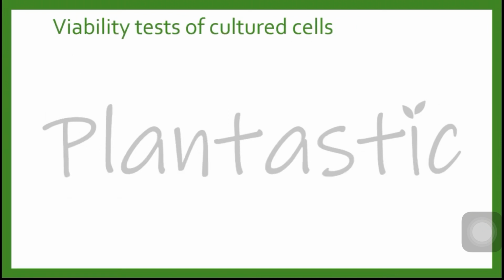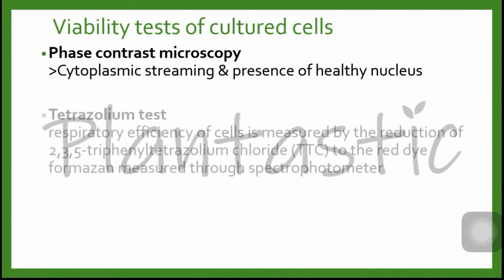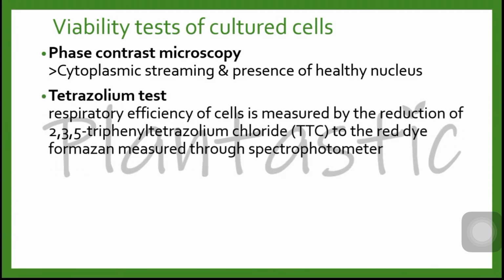Alright, after we have done the suspension for a long period, how do we know whether the cells are still alive? Therefore, there are some viability tests for cultured cells. First, we can use phase contrast microscopy, whereby the cytoplasmic streaming and presence of a healthy nucleus will be observed. Or we can use the tetrazolium test, in which the respiratory efficiency of cells is measured by the reduction of 2,3,5-triphenyl tetrazolium chloride (TTC) to the red dye formazan, measured through the spectrophotometer.